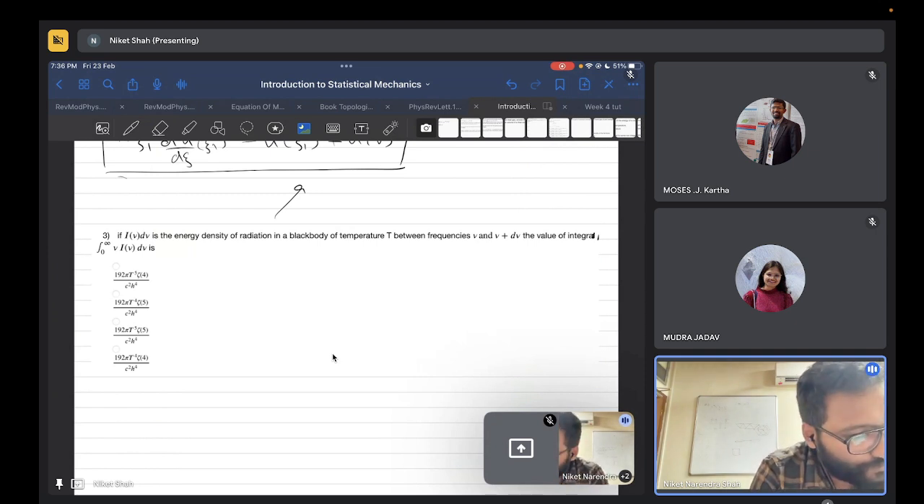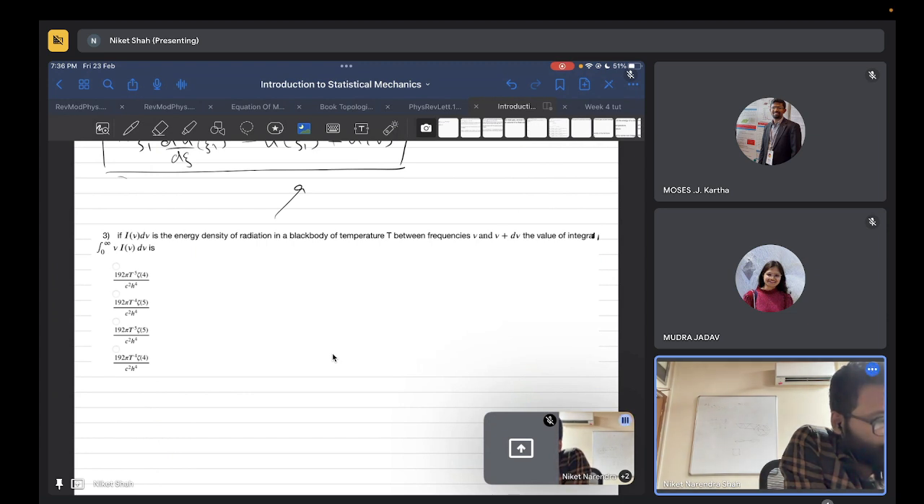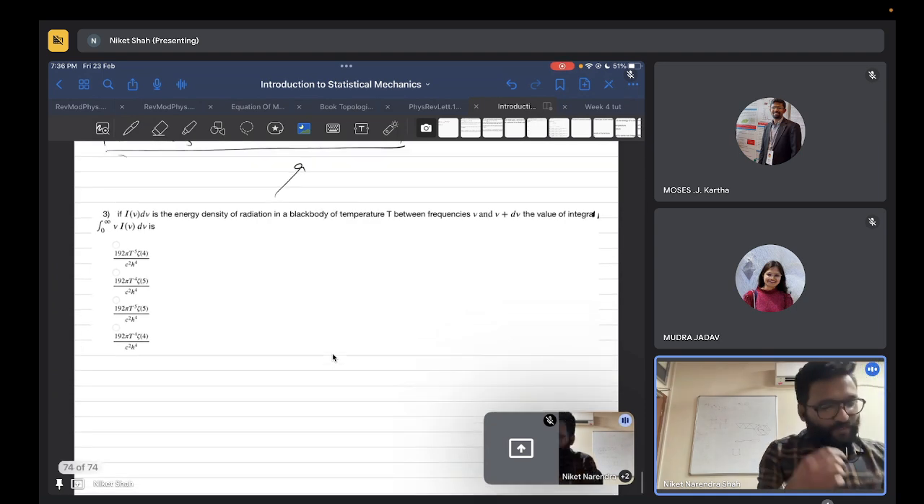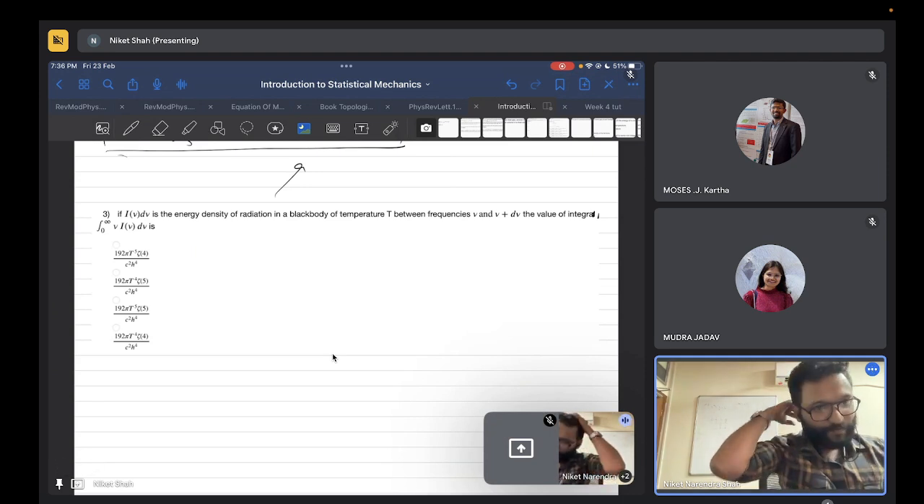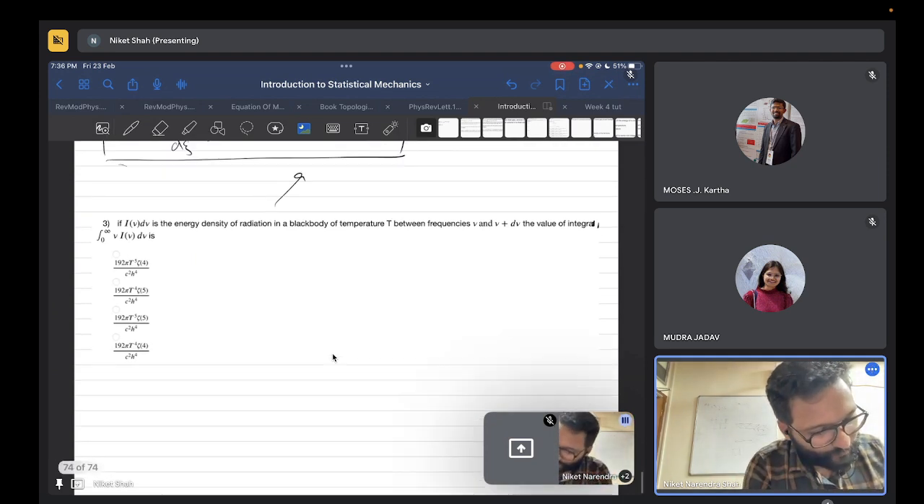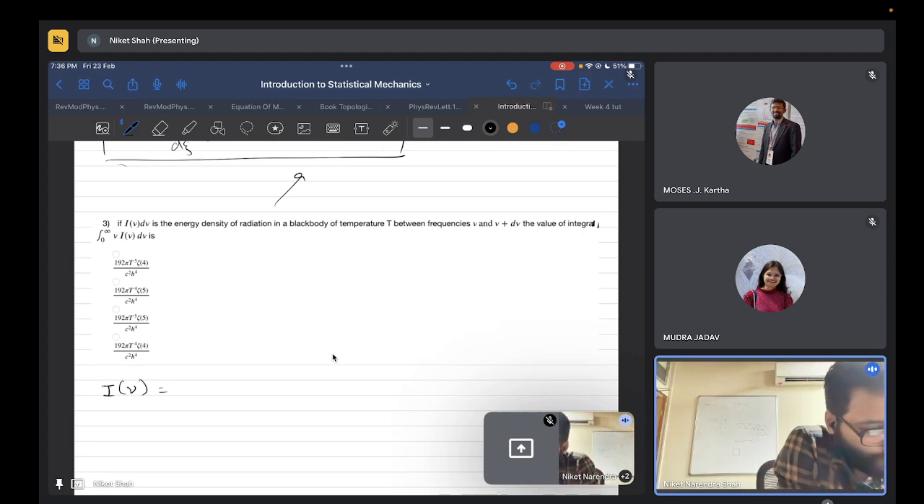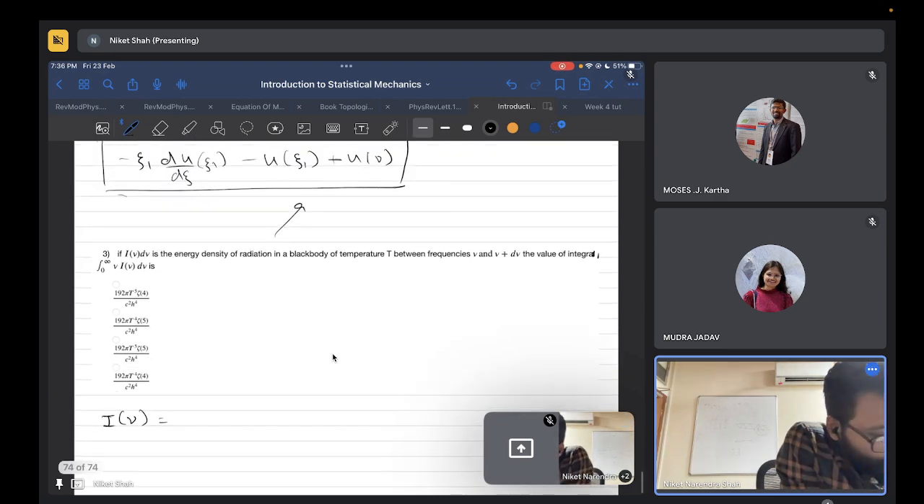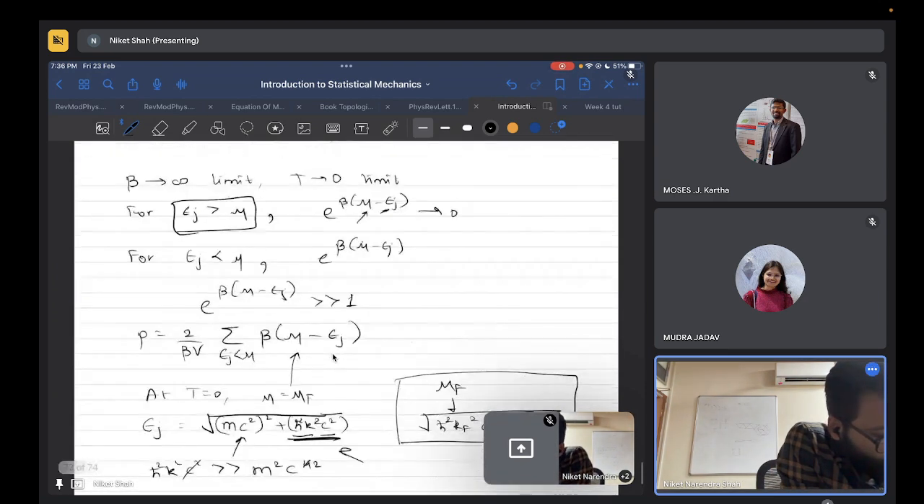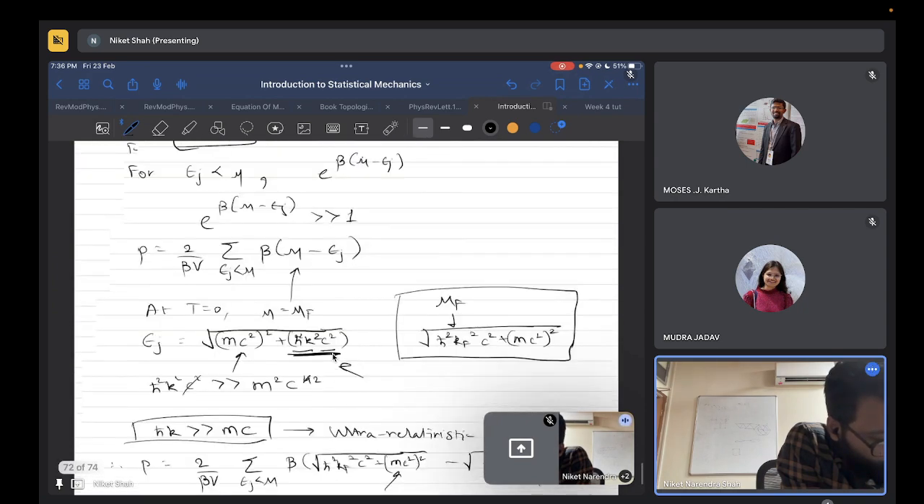I nu d nu is the energy density of radiation in a black body of temperature T between frequencies nu and nu plus d nu. The value of the integral nu into I nu d nu is what? That's what we're supposed to find out. Here we have a direct expression of this, which obviously I'll have to refer to. I don't remember the expression. Is it written somewhere? Where have I written it?